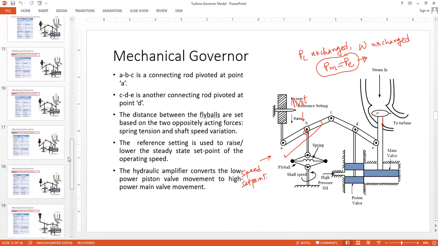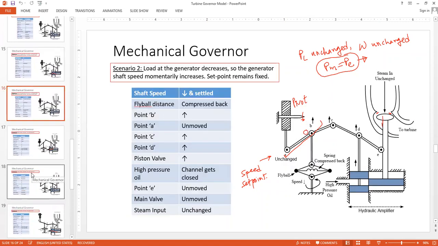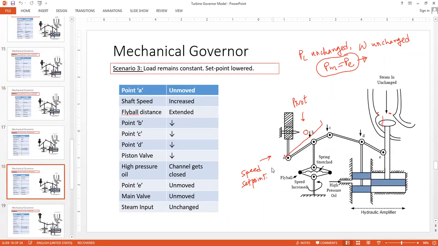Let's see whether we get it or not at the end of scenario number 3. So the speed set point, or in other words, the PM set point, we are changing it. We are pulling it down. We are pulling this down. So ultimately we expect this. So if A goes down, we expect PM to go up. So this is the relationship.